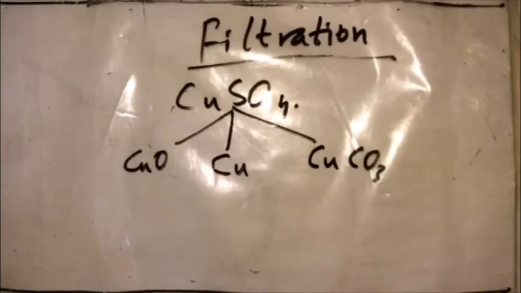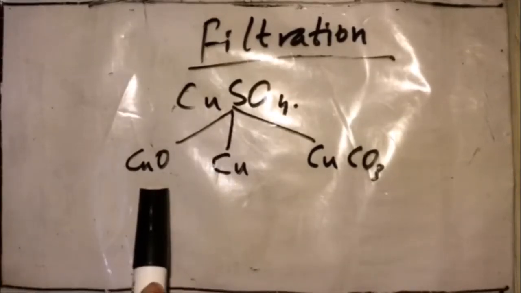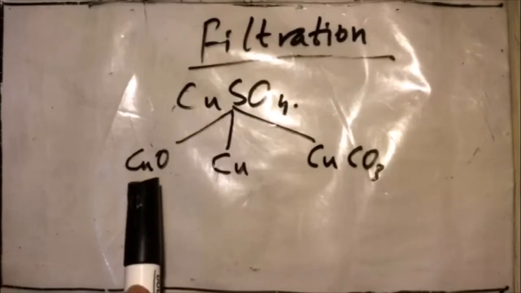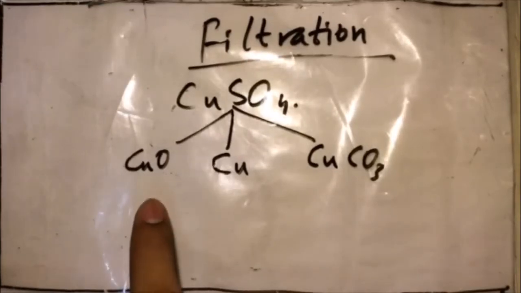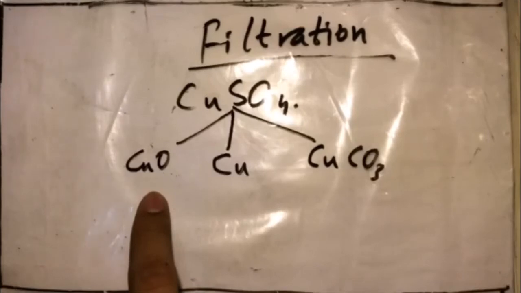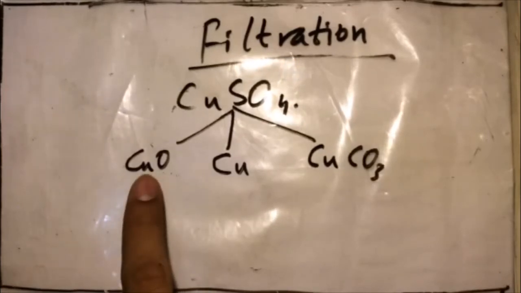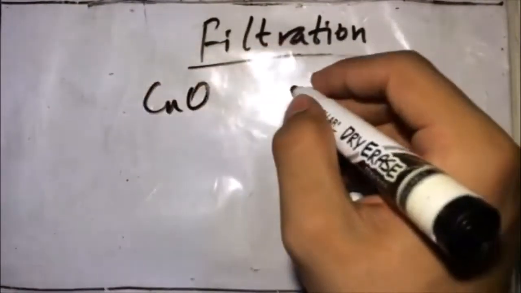All will produce copper sulfate. However, the safest method is using copper oxide with sulfuric acid. And we'll use copper oxide instead of copper hydroxide because copper oxide is a solid and it is completely insoluble, so it is easy to separate from the mixture. Now, producing copper sulfate by filtration using copper oxide and sulfuric acid.